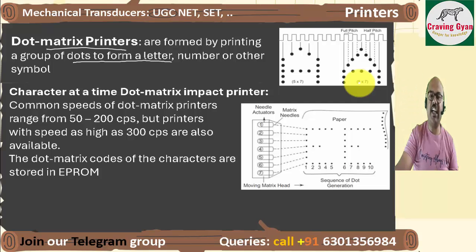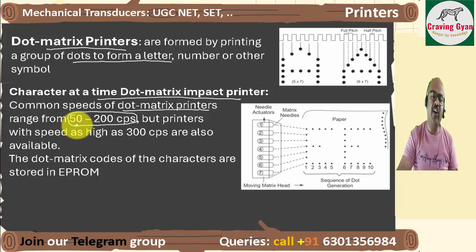But in the case of inkjet and laserjet, connect to a computer, whatever font you want, easily change in the computer, get the print of it. But in a ribbon one, you will not be having the flexibility. Character at a time dot matrix printer, common speed of dot matrix printer is 50 to 200 CPS. Very important. Try to remember these values. But printers with a speed as high as 300 CPS are also available. Okay. In dot matrix printers the characters are stored in EEPROM.